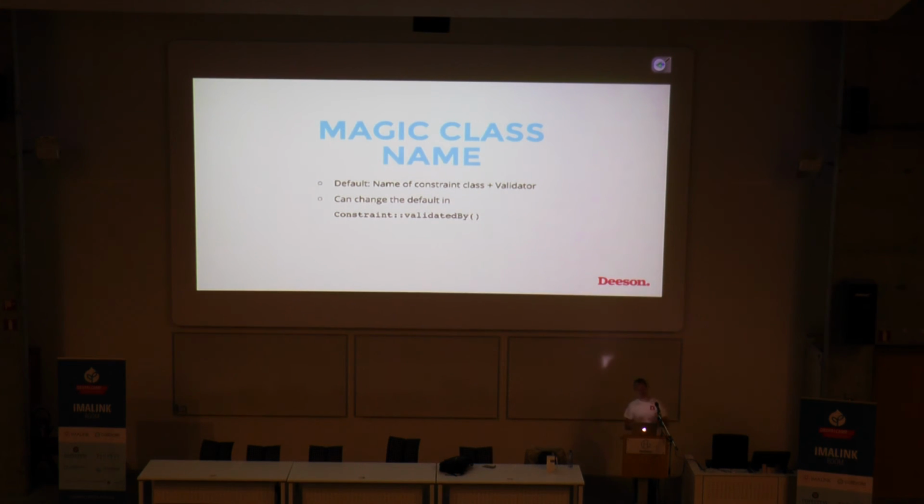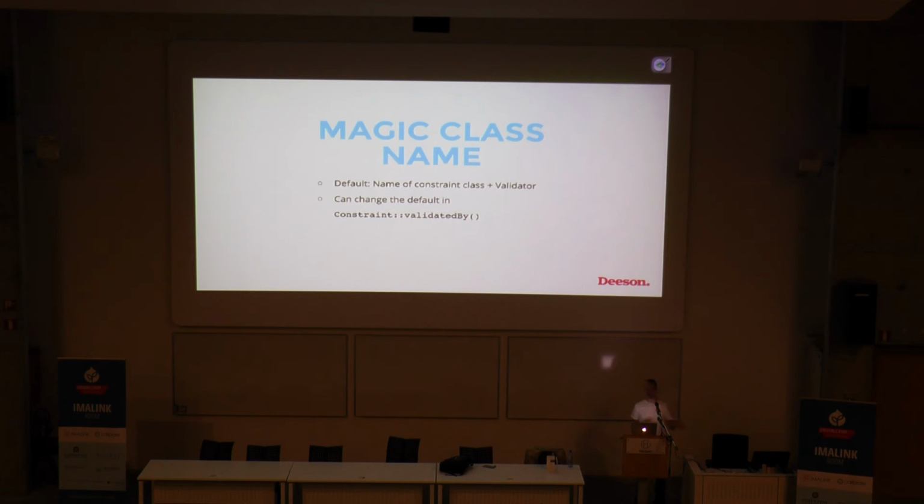So validators, first of all, they get this magic class name. It's just the name of the class that you used for your constraint plus validator attached to it. If you don't want that, you can use a different name. You just have to implement validated by on the constraint and return a different class name, and then it will do that. Why am I mentioning this?